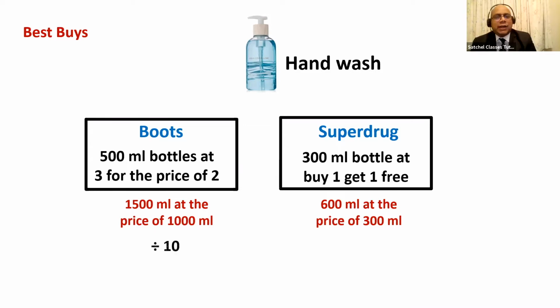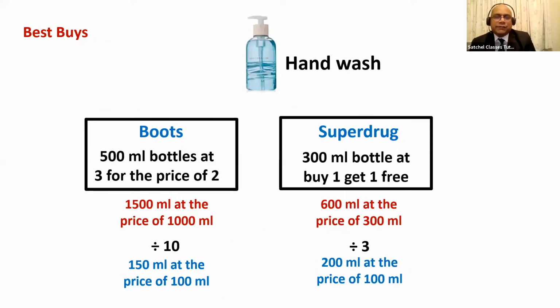So in the first case, you'll have to divide by 10. So you'll get 150 milliliters for the price of 100 milliliters. In the second case, you have to divide by 3. Correct? 300 divided by 3 is 100. So you'll get 200 milliliters for the price of 100 milliliters. So clearly, for the same price, Superdrug is going to give you more, 200 milliliters as against 150 milliliters in Boots. So that's why the second one is a better deal.